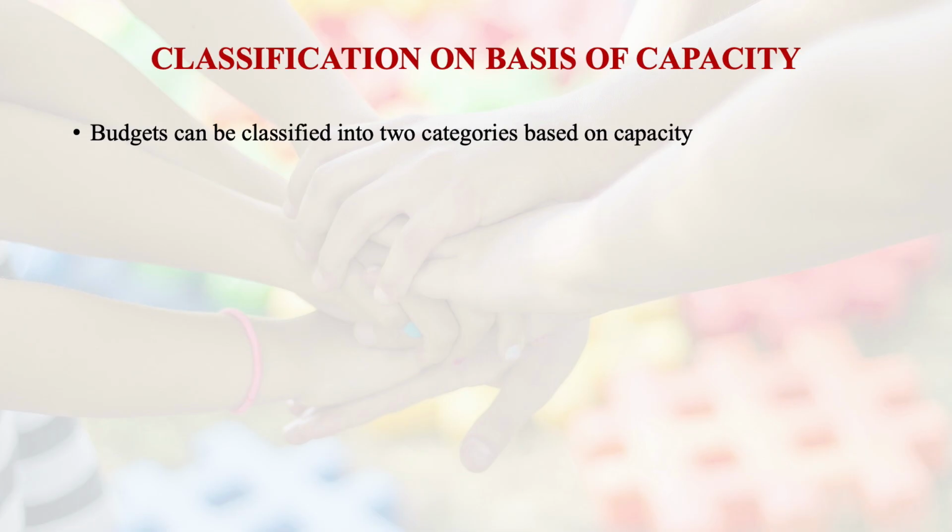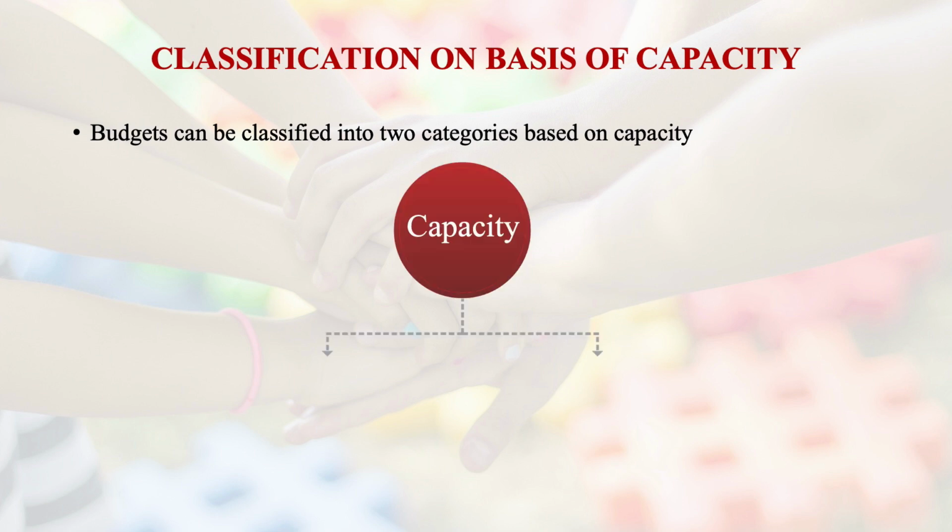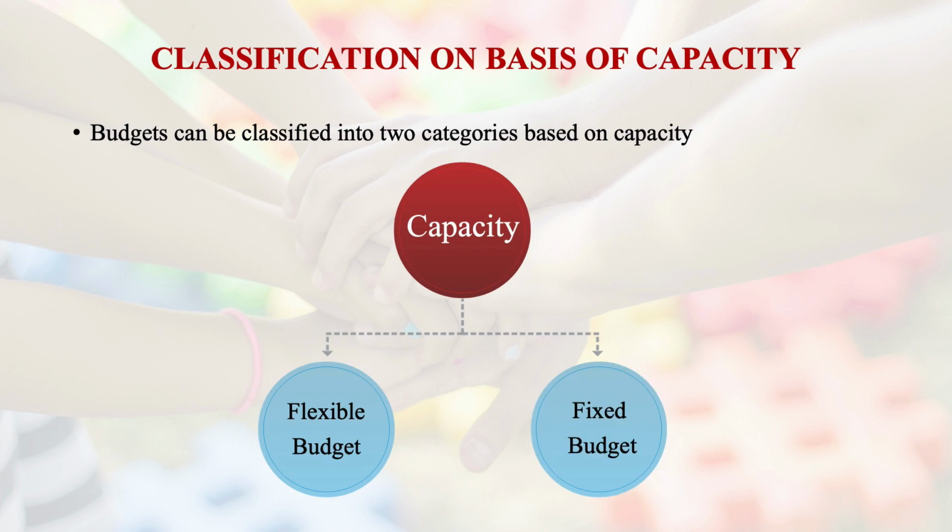Now, the other aspect is classification based on capacity. We talked about the flexibility part in the initial slide. You must have seen that we had three bases for classifying budgets: one on the basis of time, and the other on the basis of flexibility. Now this flexibility part comes under capacity. So budgets can be classified into two categories based on capacity: one is the flexible budget and the other is the fixed budget.